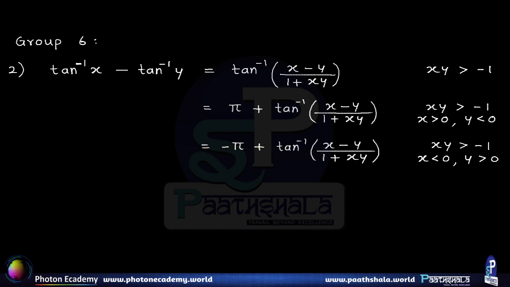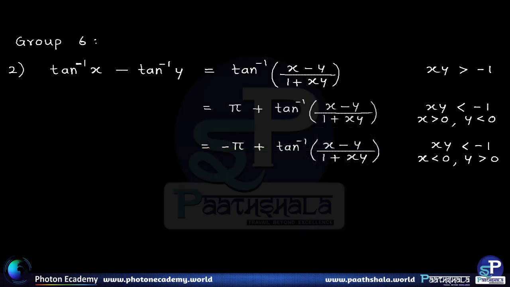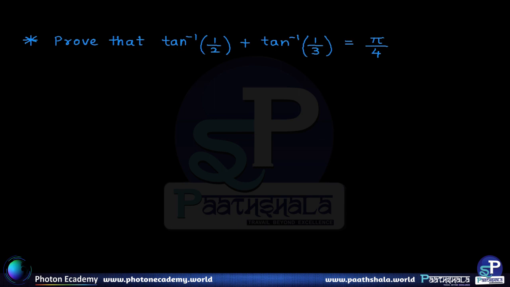Now if xy is less than minus 1, so there is a small typo here, if xy is less than minus 1, then there are two cases, either x is positive and y is negative, or x is negative and y positive. So accordingly you will have two possibilities. Okay, so these properties can also be proven on the similar lines as before. Let's go ahead and solve one sum.